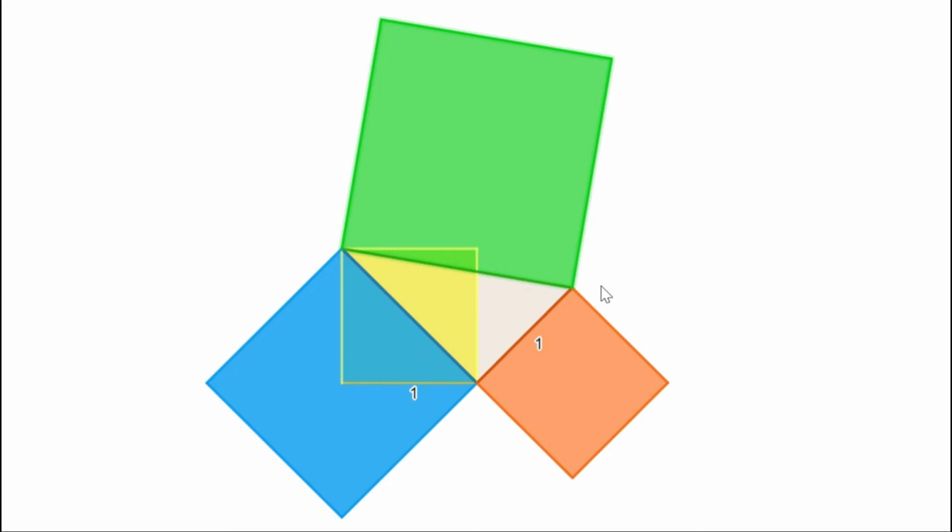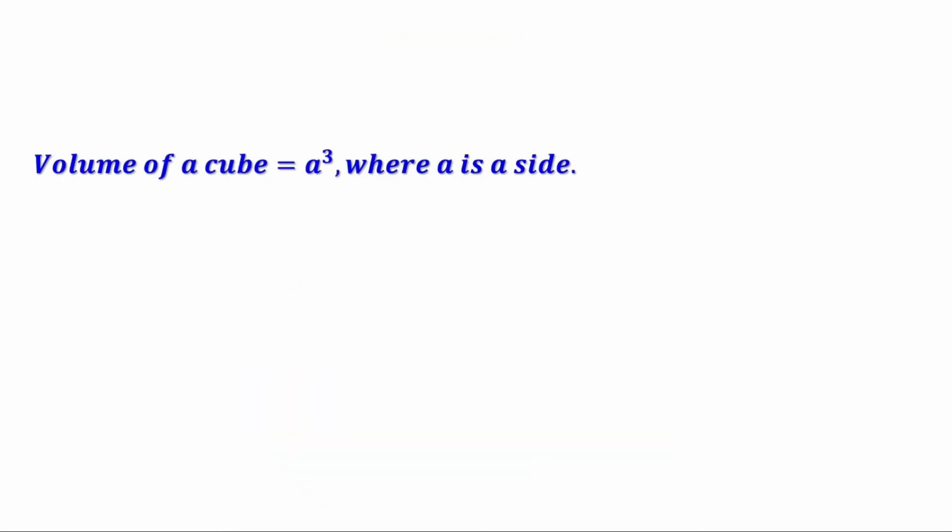Suppose we want to make a cube of volume 2 cubic meters. What should be the length of its sides? We know volume of a cube equal to a cube, where a is a side of the cube. If the volume of the cube is 2 cubic meters, then the third power of the side of the cube must be 2. But third power of any fraction is not 2. So the length of a side of this cube cannot be expressed as a fraction.